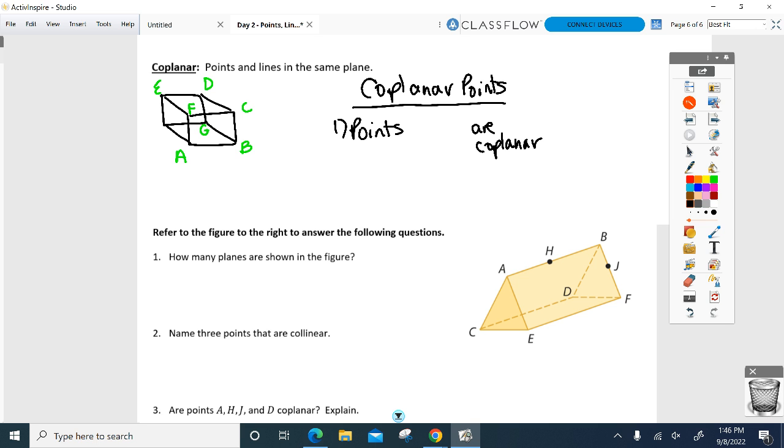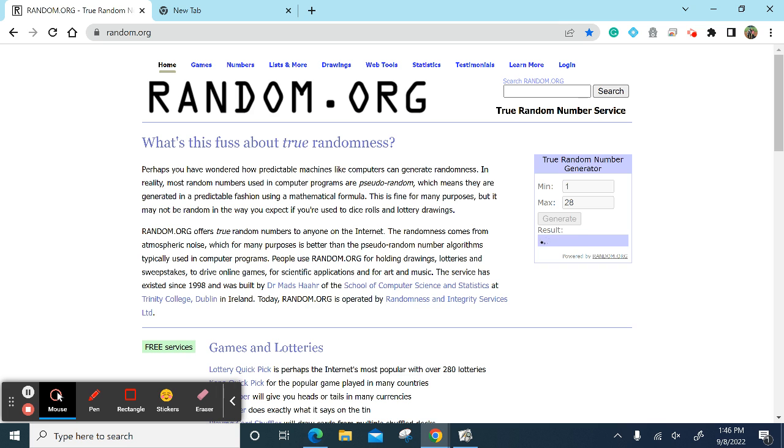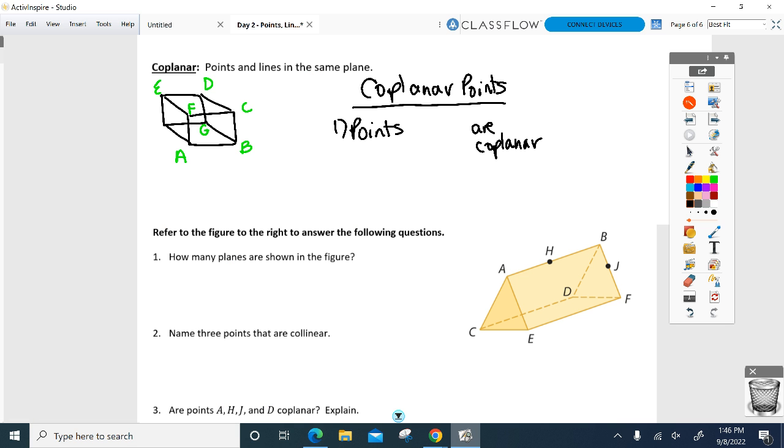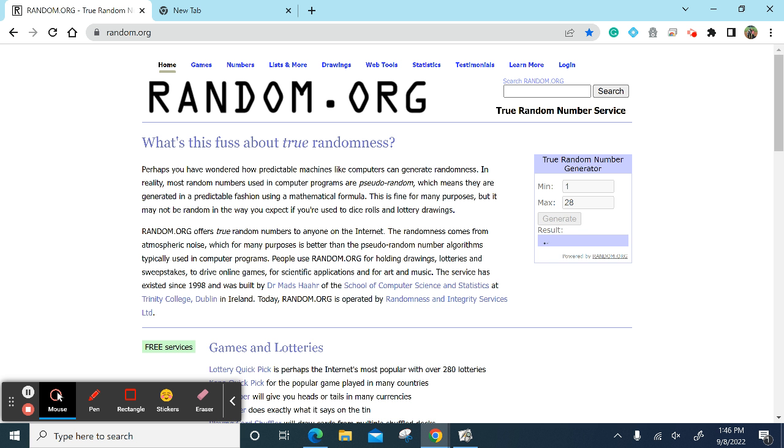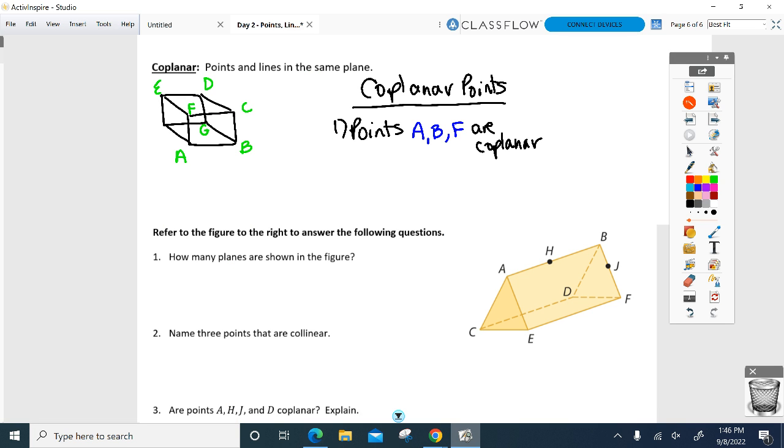So take one of those six right now. Give me three points off one of them. A, B, F. That's that front plane he's talking about there. A, B, F. That's good for me. So points A, B, F are coplanar. Now give me another set of three. F, A, E, the one on the left. Yep.